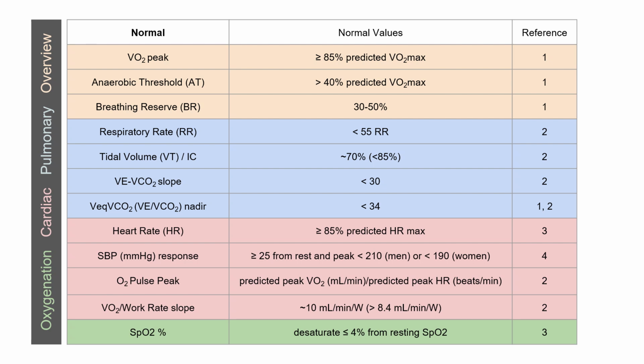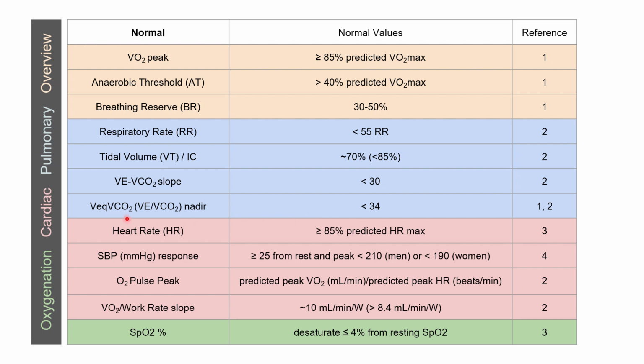So again, you look initially at the VO2 peak, the anaerobic threshold, and the breathing reserve. Our lab defines a normal breathing reserve as somewhere between 30 and 50%. After this, you can look at the pulmonary variables, so the respiratory rate, which we say is less than 55 breaths per minute. Then you can look at the tidal volume over the inspiratory capacity, which is typically around 70%. And then you can look at the measures of ventilatory efficiency, which we use less than 30 and less than 34 as our numbers, but there are tables for age, height, weight, and sex available.